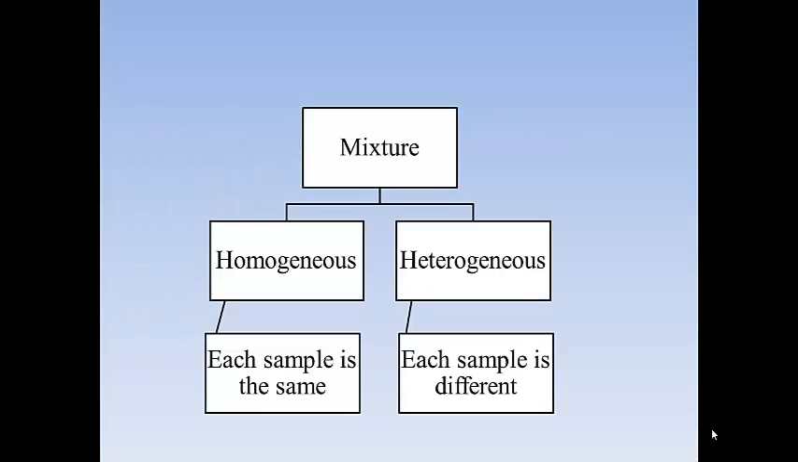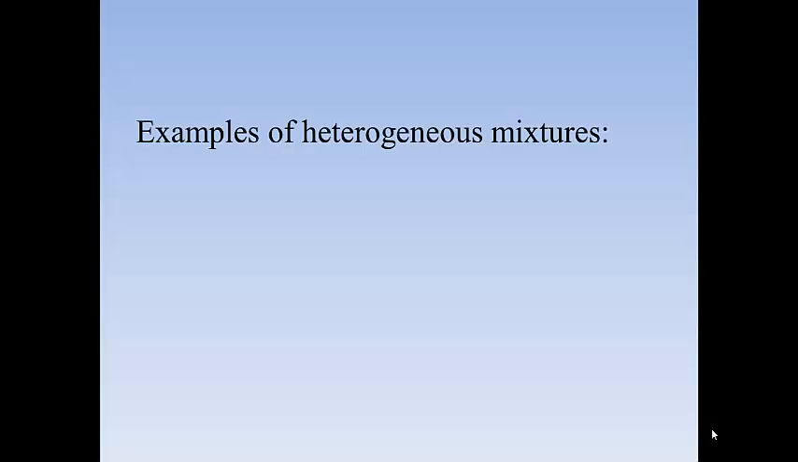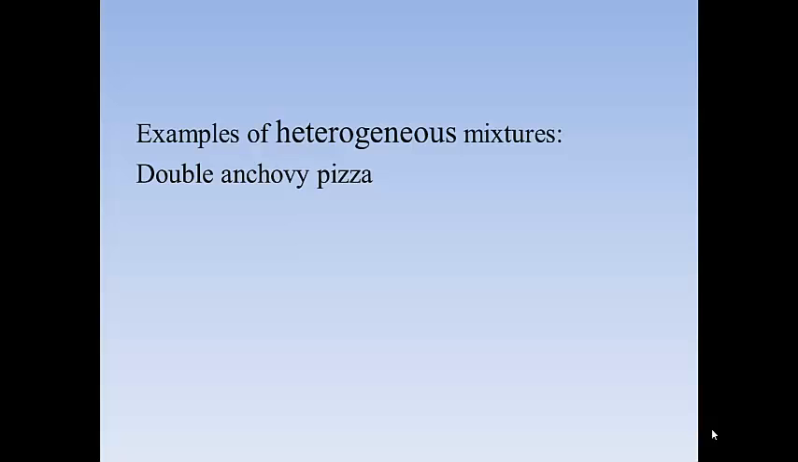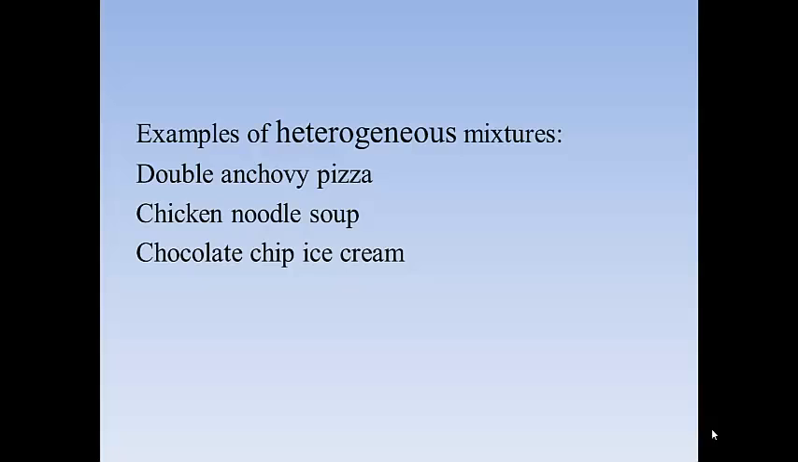Well, if in a homogeneous solution every sample is the same, then in a dichotomous world, a heterogeneous one would be the opposite, and it is. Each sample of a heterogeneous mixture is different. Examples: a double anchovy pizza. Every bite you take will have a different amount of crust to cheese ratio, to tomato sauce ratio, to anchovy ratio. Chicken noodle soup. Every spoon you take will have a different amount of noodles, broth, and chicken. Chocolate chip ice cream. Not every spoonful has the same number of chocolate chips. Oatmeal raisin cookies. One bite may have 3 raisins, the next bite may have 5.